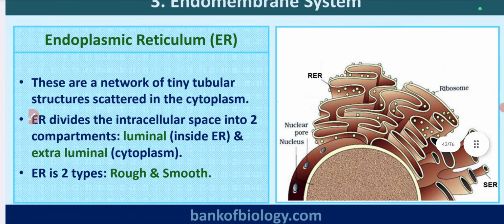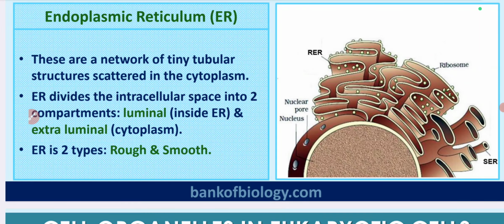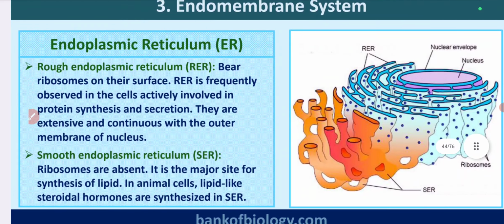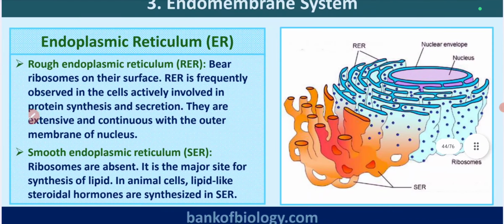First of all, ER. These are a network of tiny tubular structures scattered in the cytoplasm. ER divides the intracellular space into two compartments, luminal or inside ER and extraluminal, that is cytoplasm. ER is of two types, rough and smooth. RER bear ribosomes on their surface. RER is frequently observed in the cells actively involved in protein synthesis and secretion.